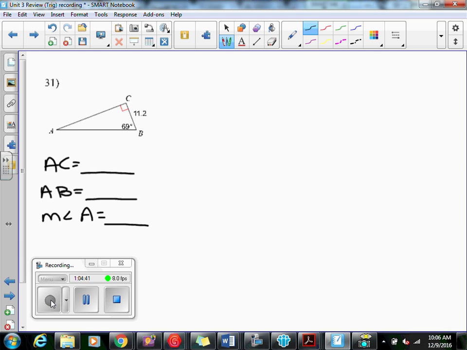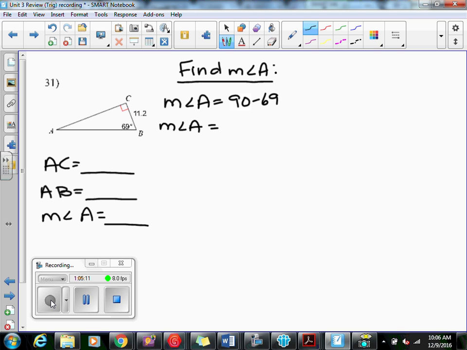Okay, so what do you want to find first? Good. Let's find the measure of angle A. If I'm finding the measure of angle A, it's real simple. What am I going to do? All right, the measure of angle A equals 90 minus 69. So the measure of angle A equals what? 26. Ooh, let's try that again. I got you. Hold on. 90 minus 21. The measure of angle A is 21 degrees.